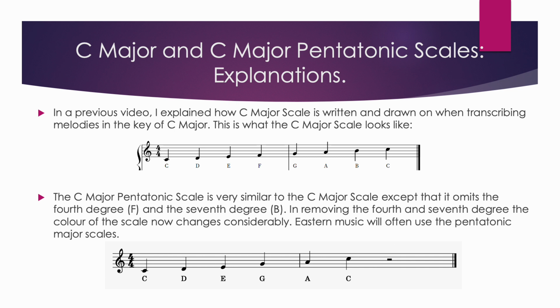The C major pentatonic scale is very similar to the C major scale, except that it omits or leaves out the 4th degree, which is F, and the 7th degree, which is B. In removing the 4th and the 7th degree, the colour of the scale now changes considerably. Eastern music will often use the pentatonic major scales.